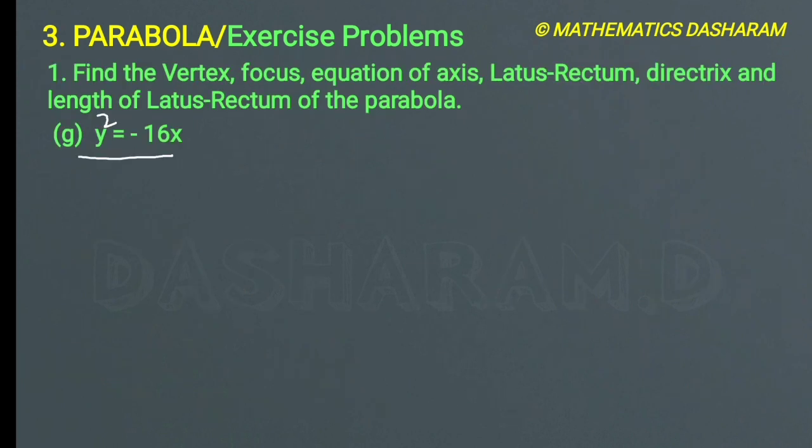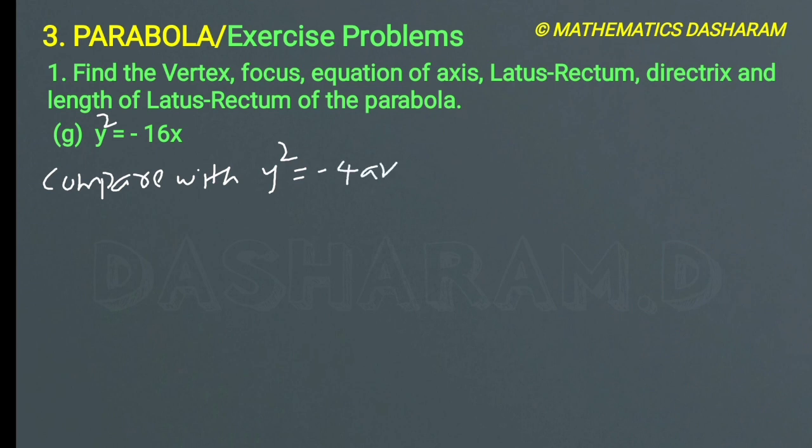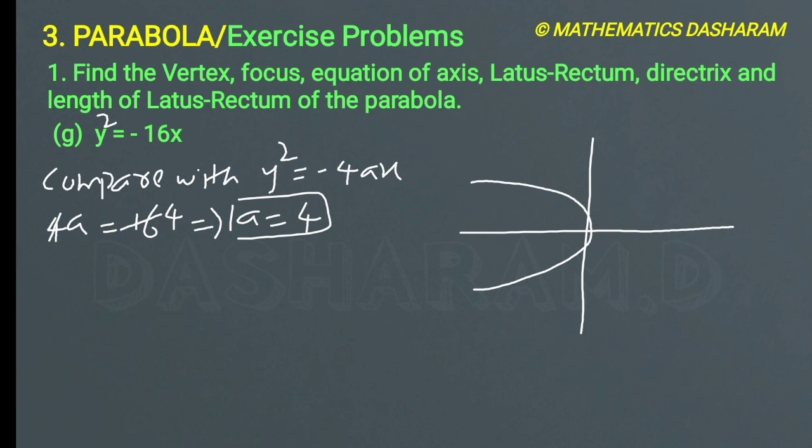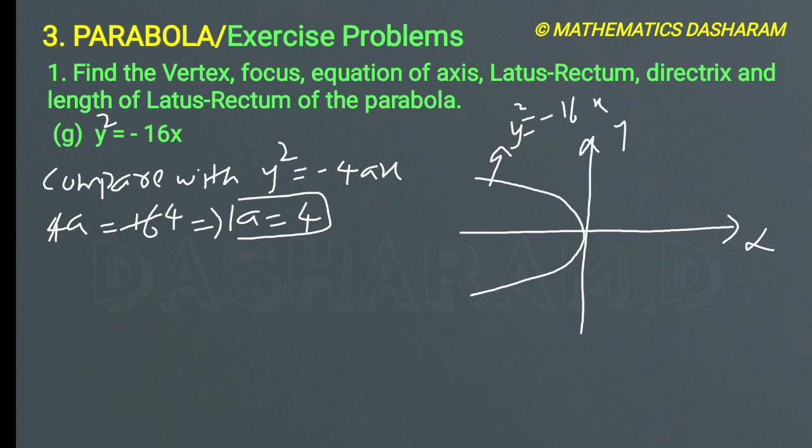Next, question G, y square equals to minus 16x. Let's compare with the standard form, that is y square equals to minus 4ax. So then 4a equals to 16, 4 ones are 4, 4 fours are 16, then a value is 4. Let's draw the diagram. It is a left side parabola. See here, its name is y square equals to minus 16x. So this is the x-axis, this is the y-axis.